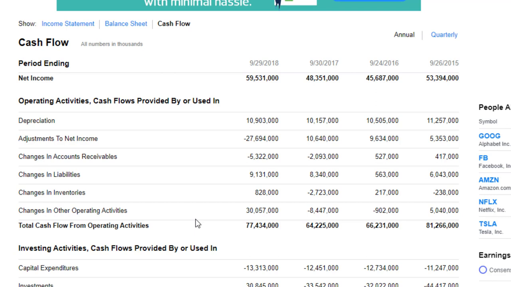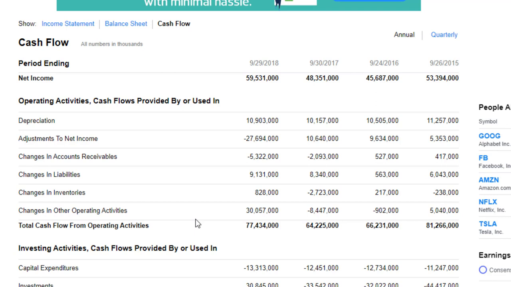How to explain this? This is how much money Apple owns. Apple does not own more money than it owned before, so that's why this number is positive. And that's why it adds to the cash flow.